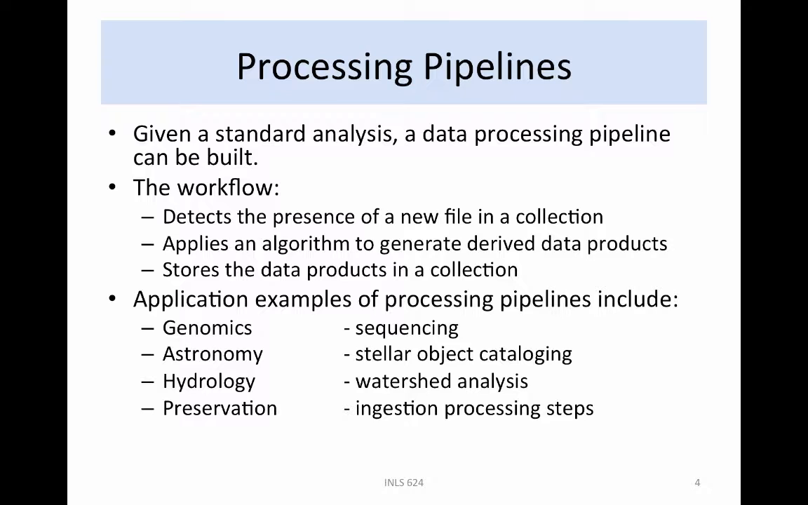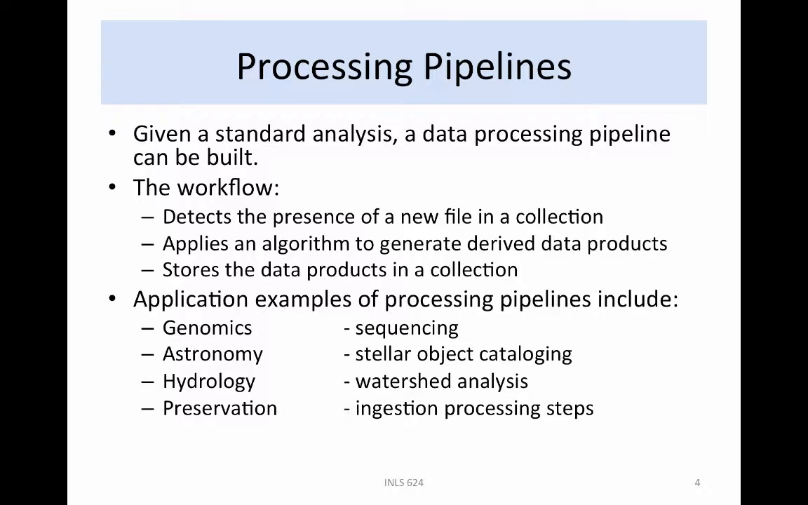It is possible to write a rule that detects the presence of a new file in a collection, applies an algorithm to generate derived data products, and stores the data products in a collection. The processing steps are automatically applied, the output is automatically stored, and the workflow guarantees the application of the processing to every file in a designated collection.